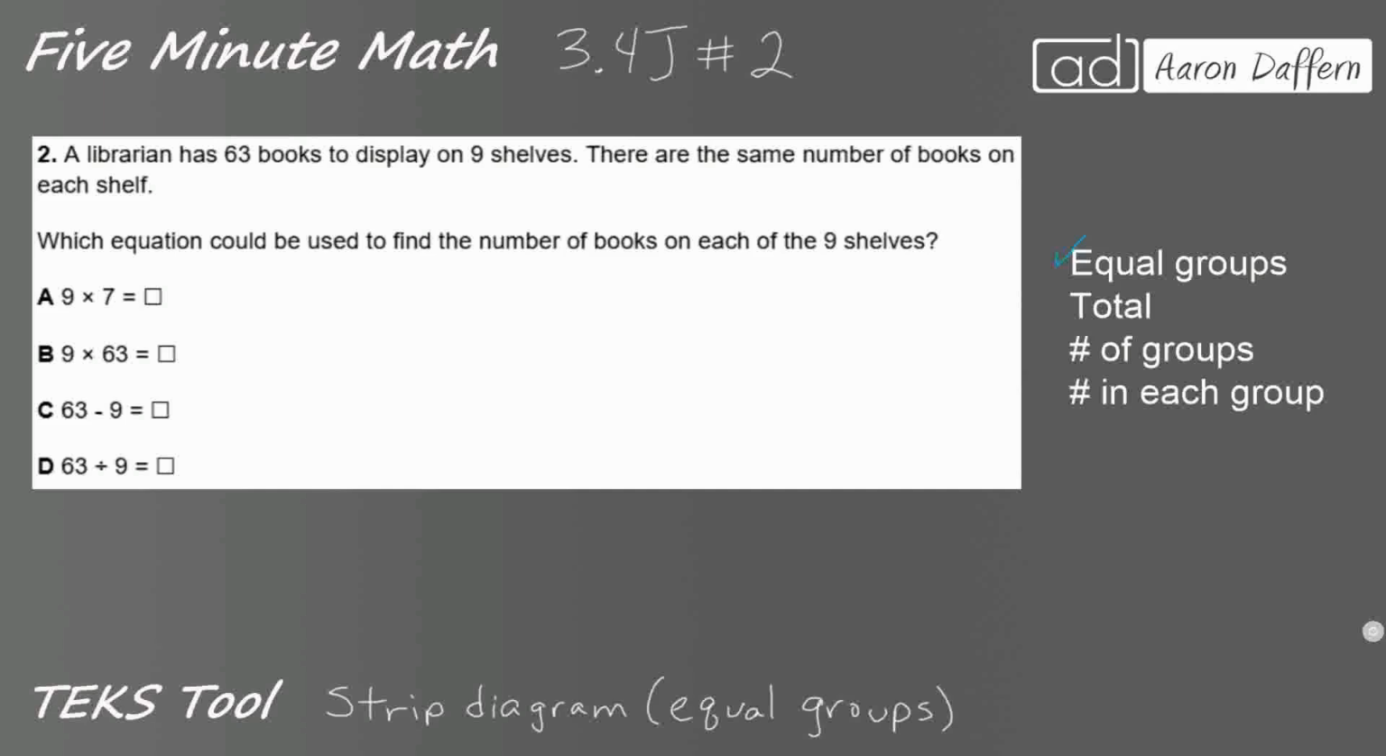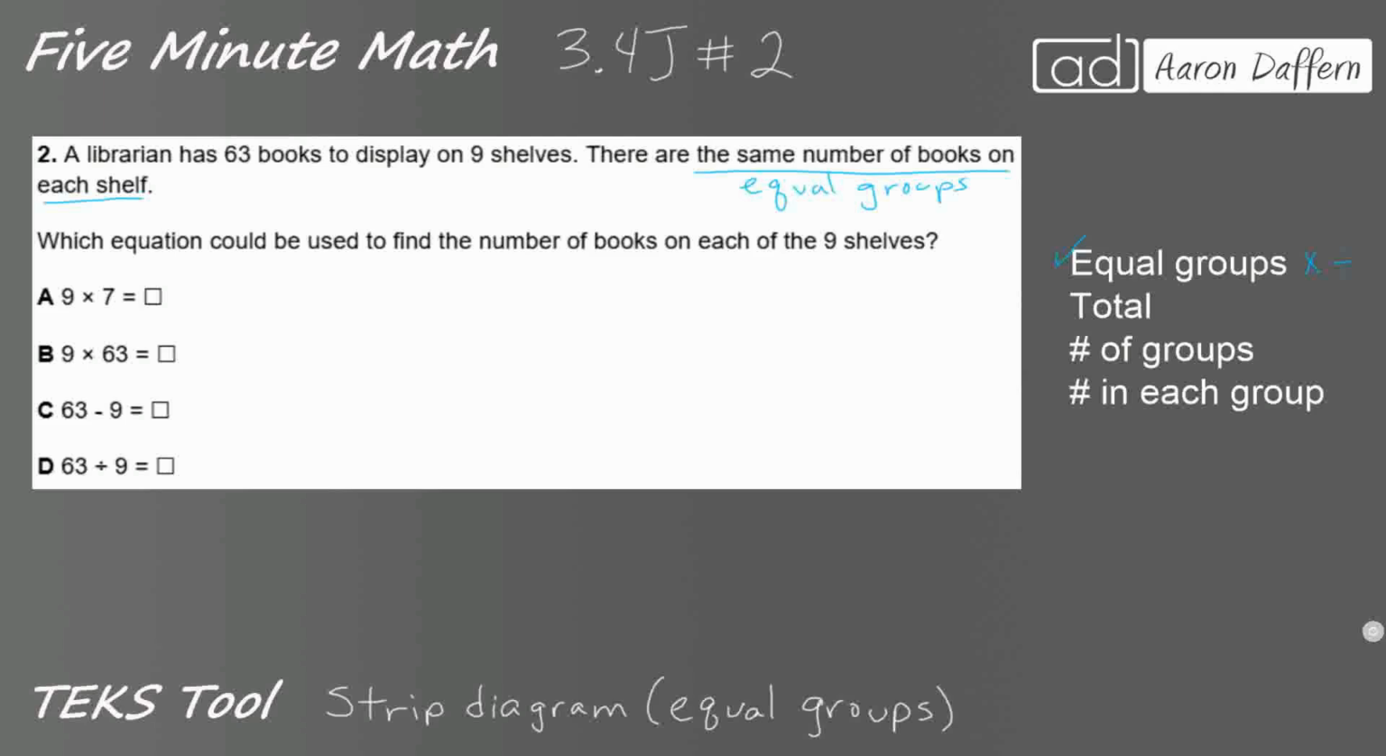Well, take a look at this second sentence here. There are the same number of books on each shelf. The same number of books on each shelf is a clear giveaway that this is an equal groups problem. And that lets us know that we are going to be dealing with either multiplication or division.